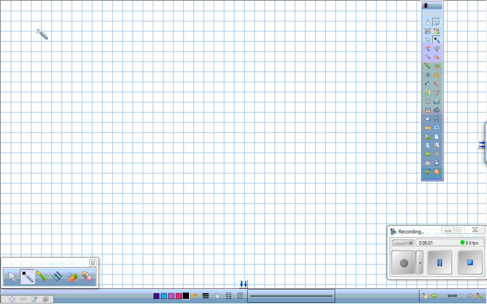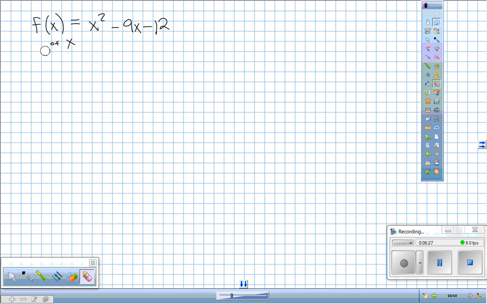Okay, and then we also have function notation. So function notation is read f of x. So if I say f of x, I want f, begin parentheses, x in parentheses. That's read f of x. So f of x, this is just for the example, f of x is equal to x squared minus 9x minus 12. And this example is on page 79.